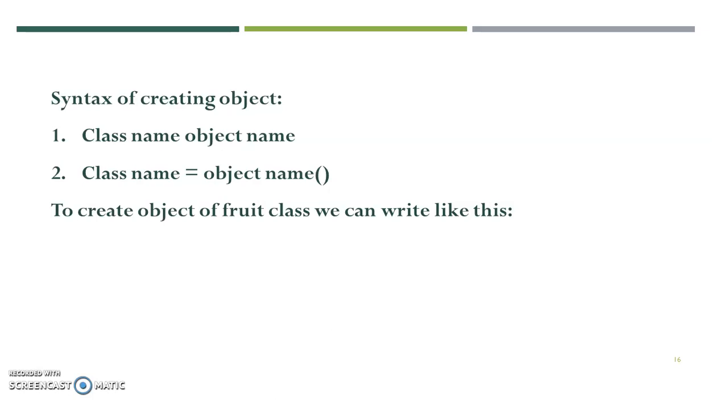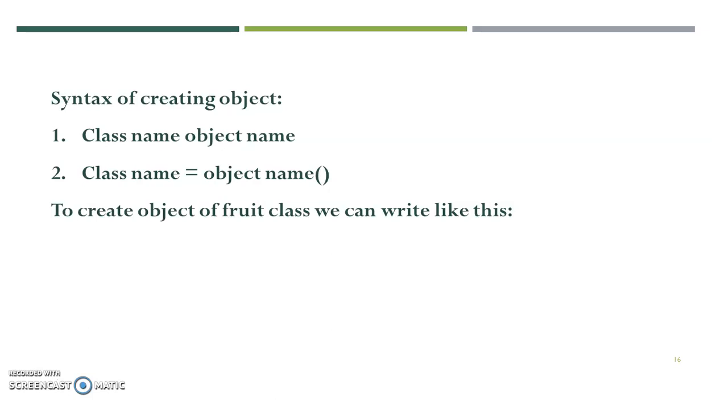More detail about the examples and execution of class and object will be explained in the coming lectures. As of now, we will stop after viewing how an object is created from a class. The syntax of creating an object is mentioned on this slide. In Python, there are two ways in which an object can be created. First, you write the class name, space, an object name. Second, the class name, equals, object name with parentheses.